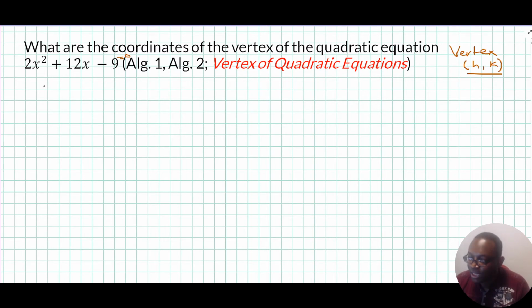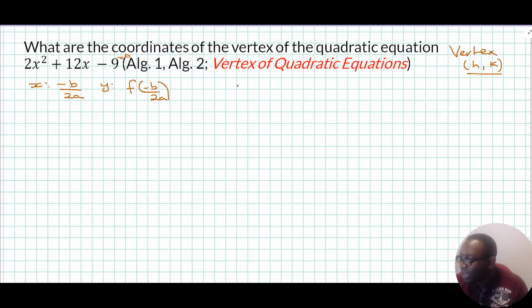So, thanks for your response. We want to find the coordinates of the vertex. So remember that the vertex has x and y coordinates. So for the x coordinate, what we actually need to do is find the value of minus b over 2a. And then for the y coordinate, we're going to find f of minus b over 2a. So now, how would you get all these values?